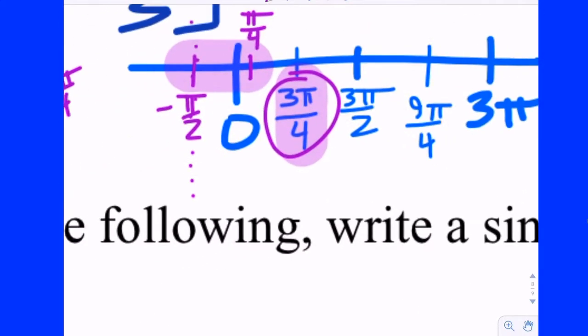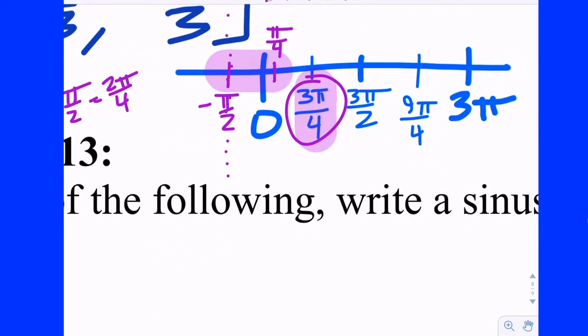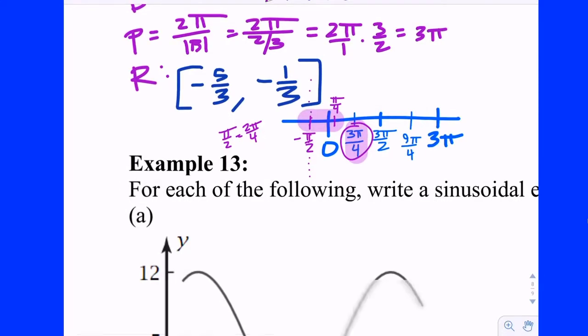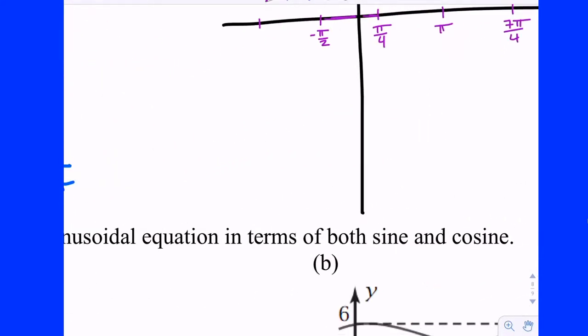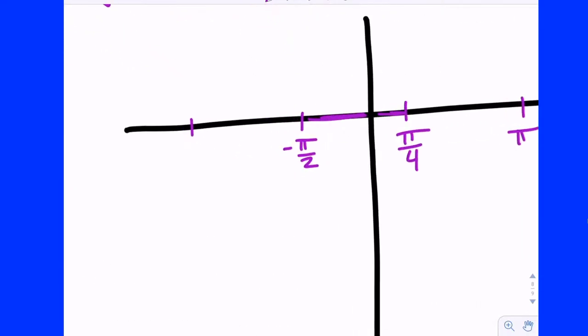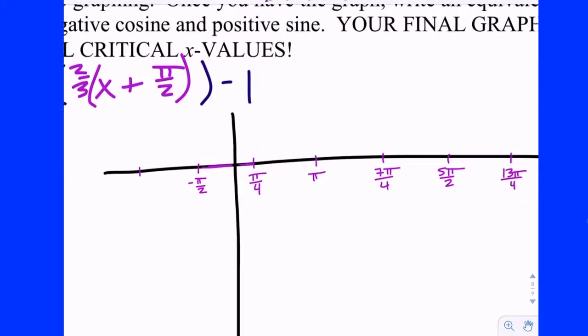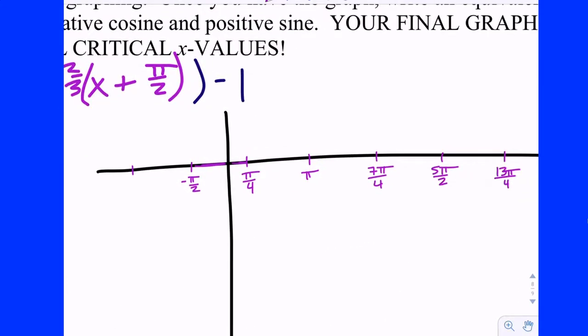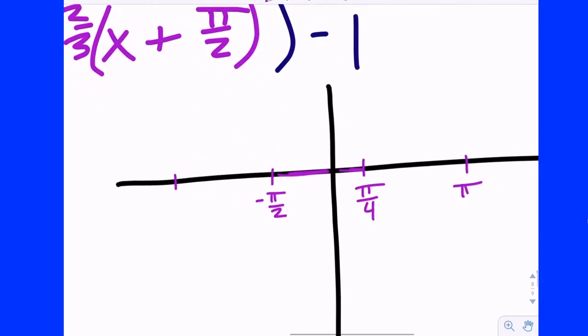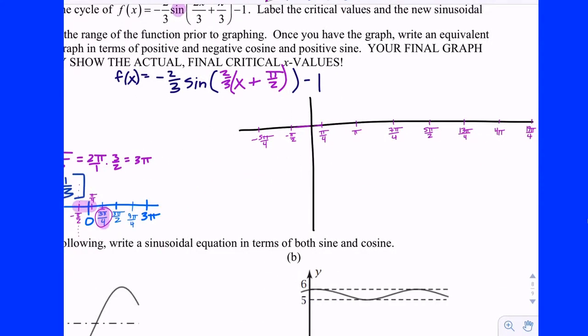Why are we adding 3 pi fourths? That's your quarter cycle counting interval, pre-shift and post-shift. That distance between your critical values stays the same because it's an isometry. It's a rigid transformation. You pick the graph up and you move it left pi halves. All right, what would be the next one to the left of negative pi halves if I go over 3 pi fourths? 3 pi fourths plus pi halves, which is 3 pi fourths plus 2 pi fourths, is 5 pi fourths. So there you go.